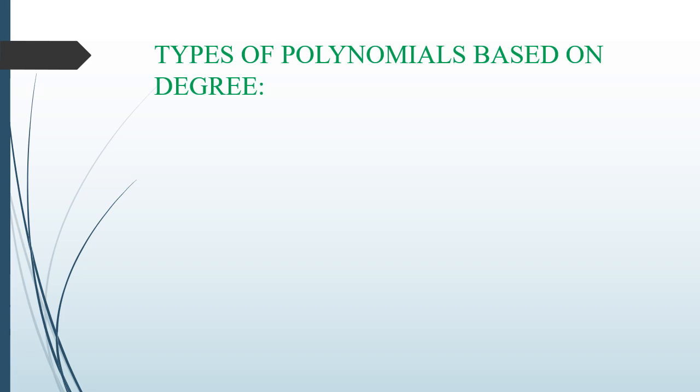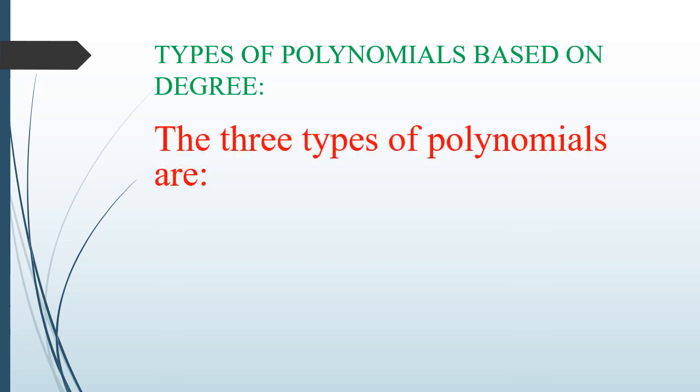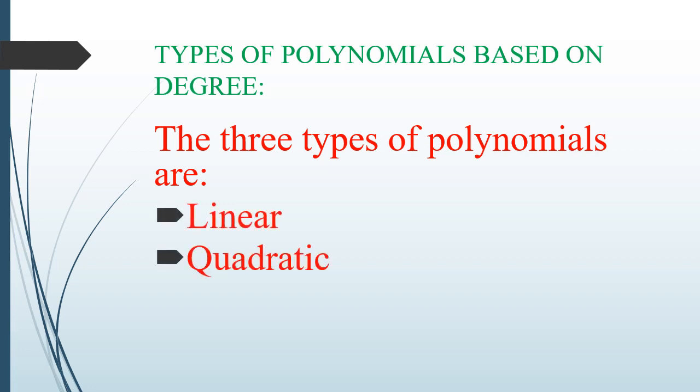Types of polynomials based on degree. There are 3 types of polynomial. First one is linear polynomial, second one quadratic polynomial, and the third is cubic polynomial.